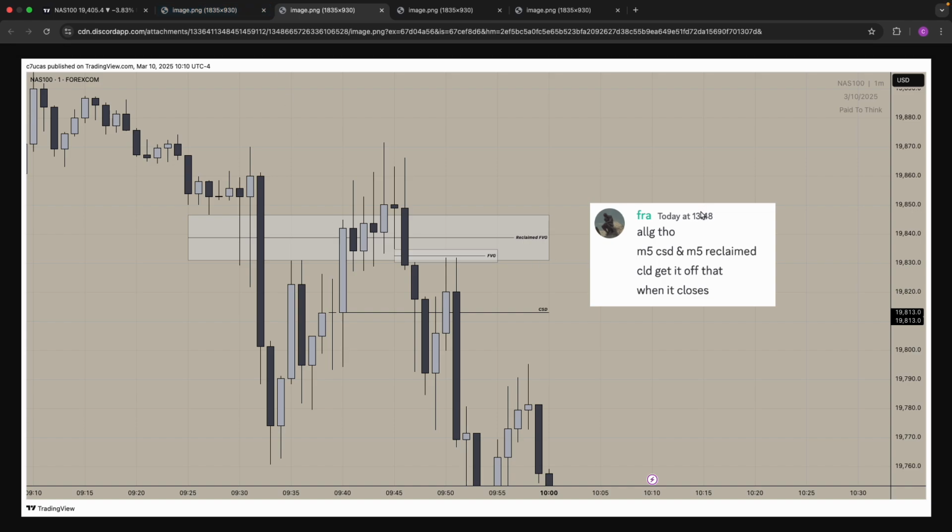We then called this out prior to it happening. M5 CSD and M5 reclaim could get it off that when it closes. As you can see, we inverse it, reclaim it, we come and tap into it, make CSD, tap into the reclaim, tap into this gap, and send price lower.